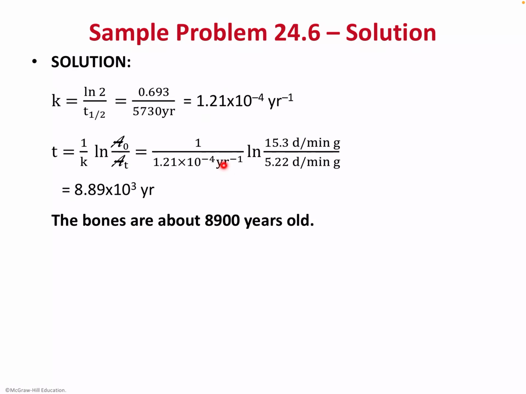So 1 over the decay constant. A naught is the living one and At is the dead one. Specific activity for the living organism 15.3, the dead one, the bone, 5.22. So this gives us, not the half-life, sorry, how old the bone is. 8,900 years old. Okay.